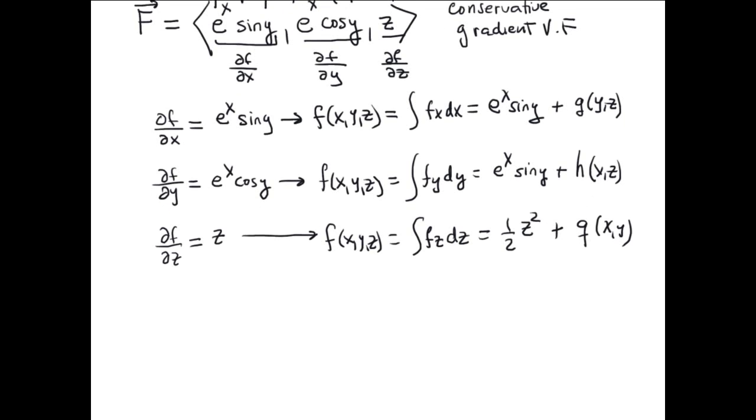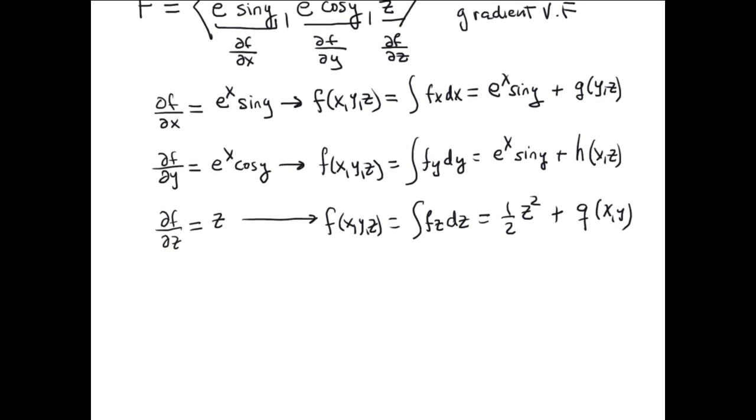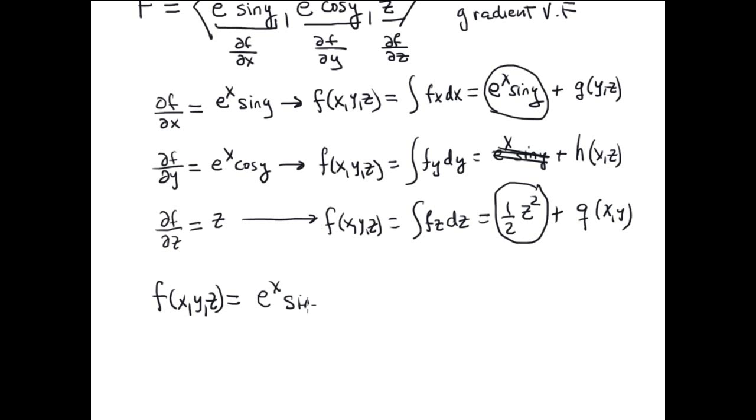Okay, this is super easy, integrating this idea in only one function. So our fantastic potential function is the function that depends on the three variables, which is the union, a union without repetition. You take this expression, which is repeated here, I take it only one time, and you complement it with the remaining part. So my potential function is e to the x sine y plus 1/2 z squared. This is my potential function.